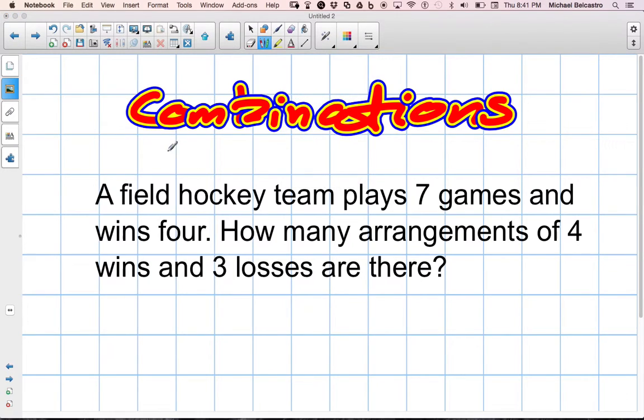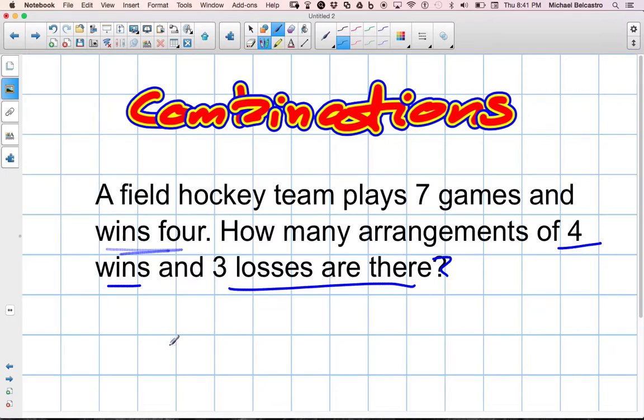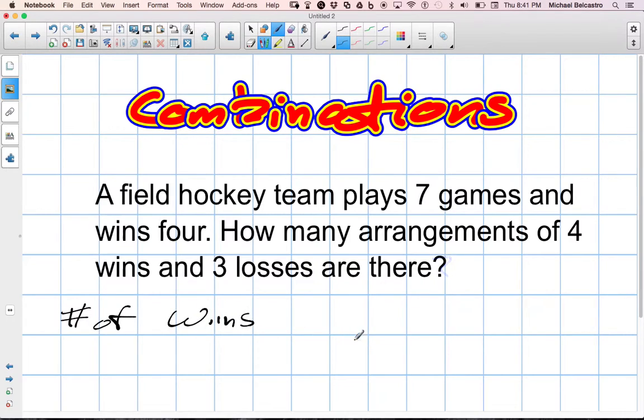We're going to deal with a combinations question. A field hockey team has played 7 games and they've won 4. How many arrangements of 4 wins and 3 losses are there? Okay, so this is actually just one combination. So let's say we're looking for the number of wins. We're looking for how many ways you can choose 4 out of 7.